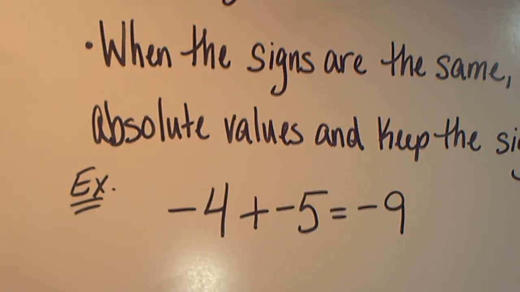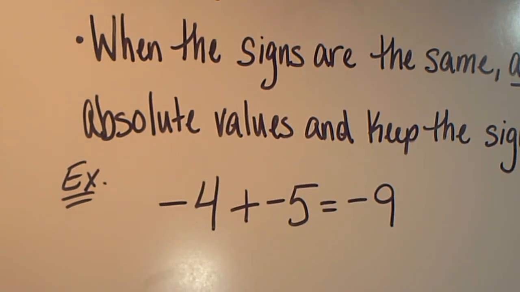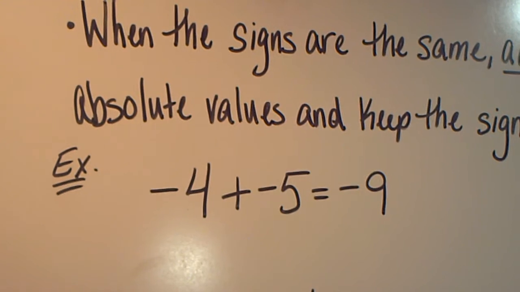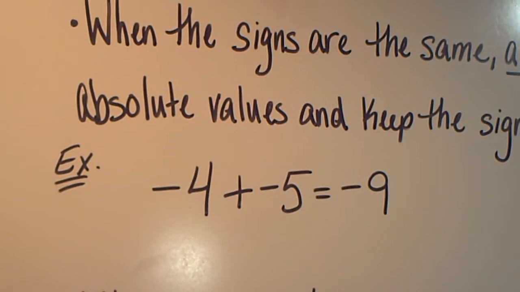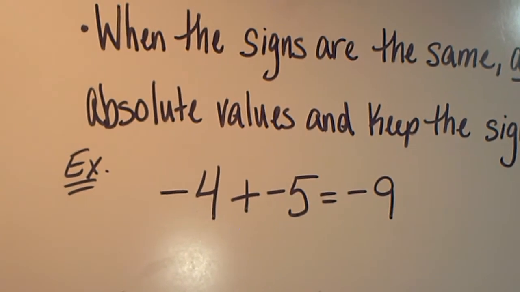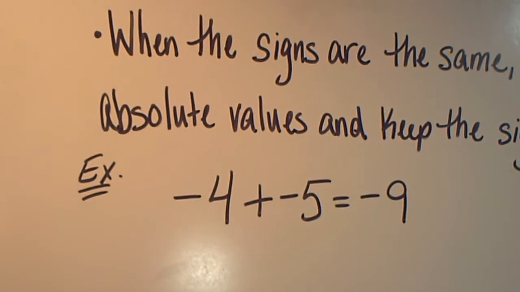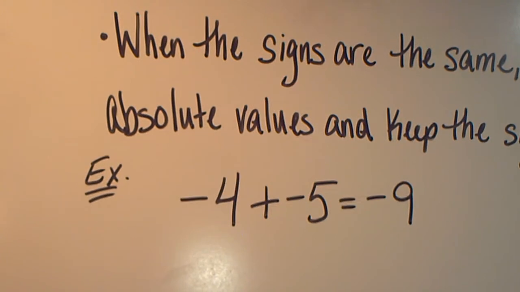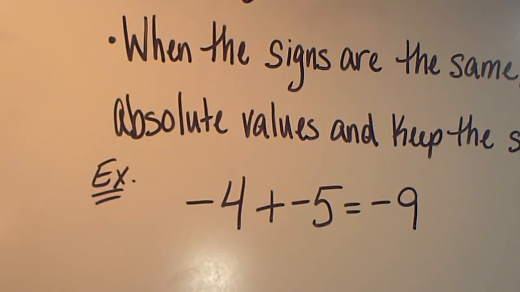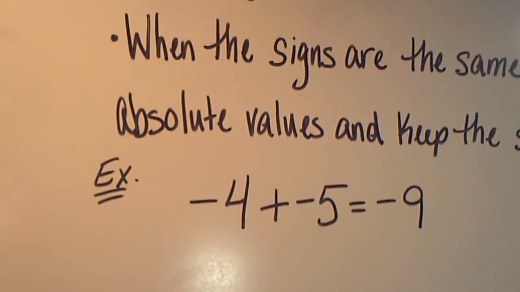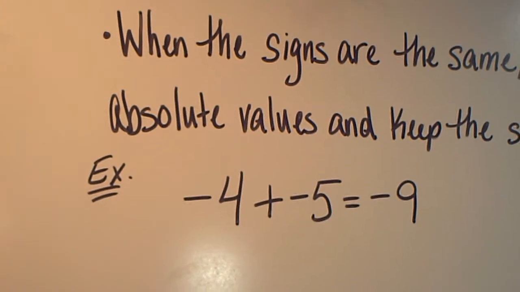Now, you've been adding positive integers since you were in first grade, so if we were to take 6 and add it to 3, we would get 9. But what we're really doing is adding the absolute value of positive 6, which is 6, and the absolute value of positive 3, which is 3, and that gives us the number 9. And we keep the positive sign. No need to get too detailed on that because you've done that for a long, long time.